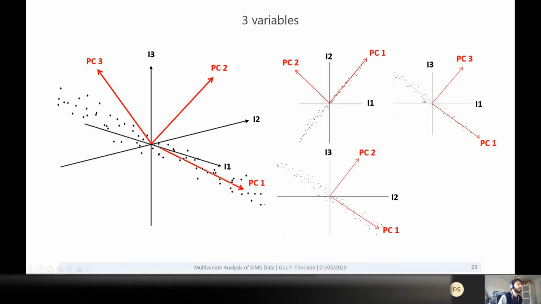This starts to get a bit more complicated. It's not as intuitive as the 2 dimensions. And that's the maximum we can go. So we have to make an abstraction now and think about several variables.